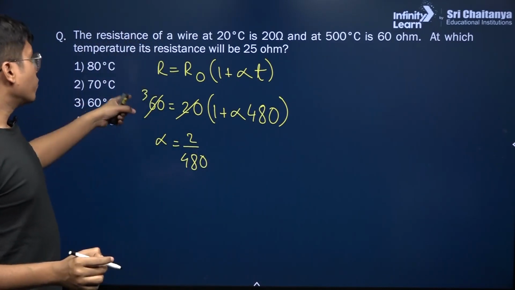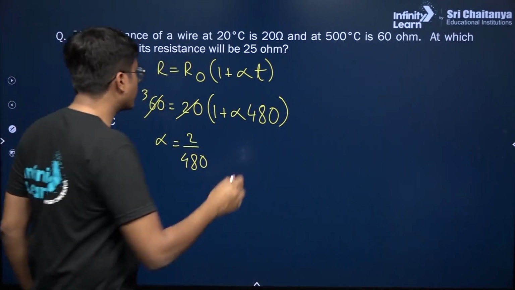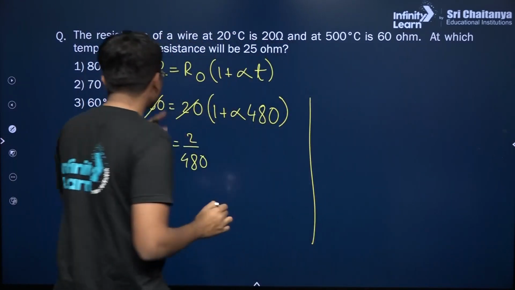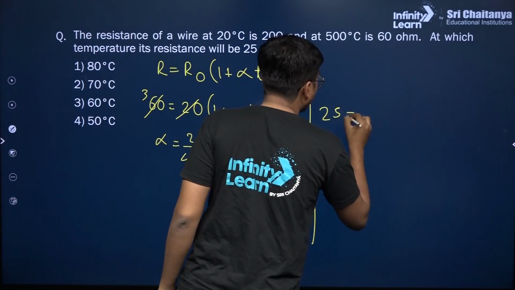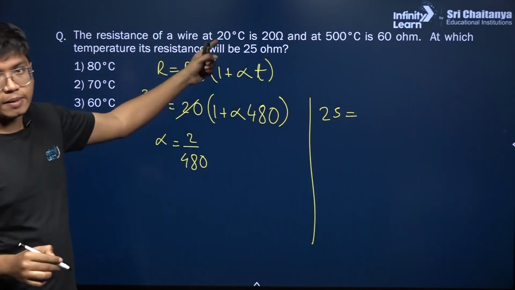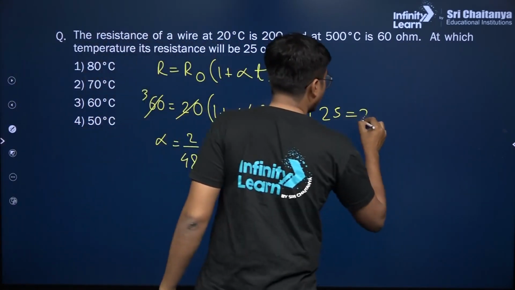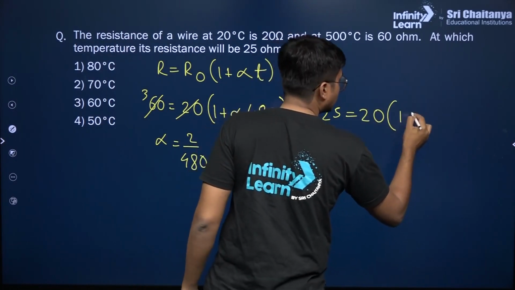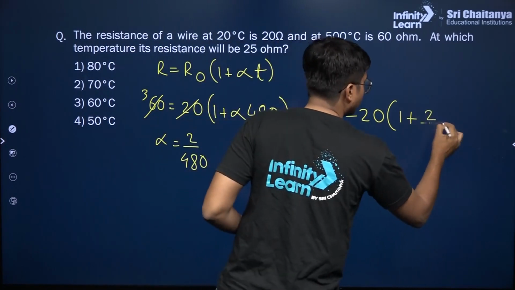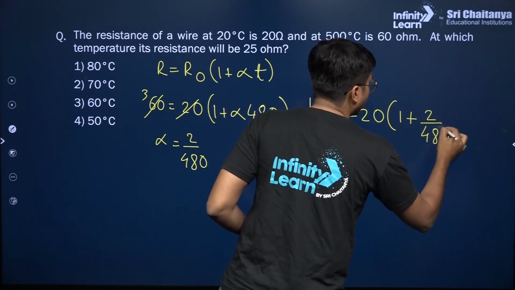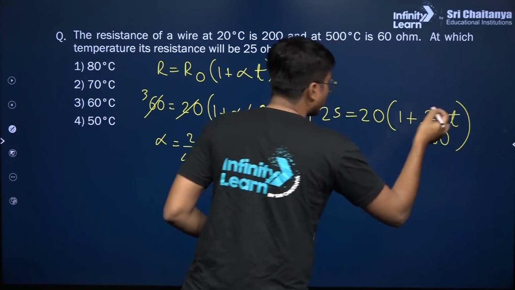Okay. Now we can move ahead to the case with the 25 ohm, because there again you use a similar relation, just R will now become 25, and again the initial point we'll consider as the same 20 ohm, 20 into 1 plus alpha value we got, 2 by 480, so alpha into the change in temperature T over here.